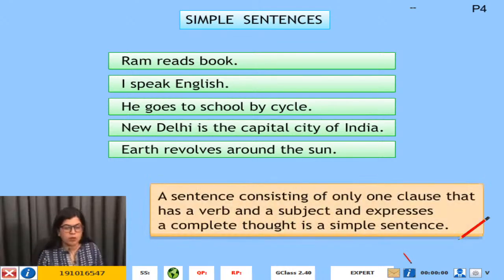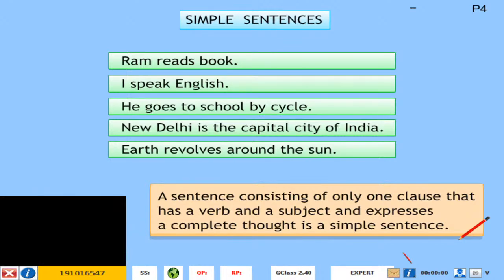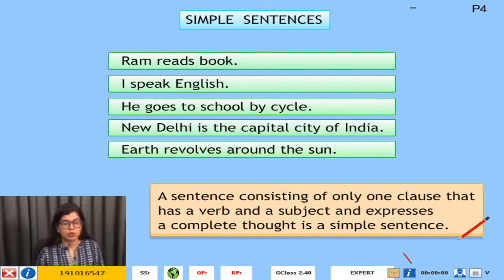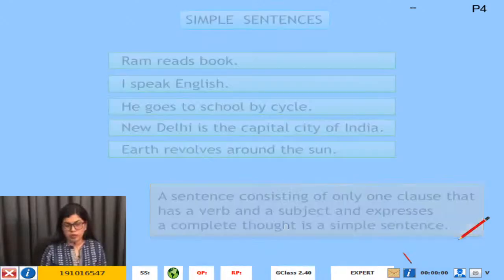So why simple sentences? Now let us see what simple sentence means. A sentence consisting of only one clause that has a verb and a subject and expresses a complete thought is a simple sentence. Okay. So what has been said here? A sentence consisting of only one clause. So all these sentences consist of only one clause that has a verb and a subject, and expresses a complete thought. Yes, and also that sentence has to express a complete thought. Then only it will be a simple sentence. Clear? Okay. So I hope all of you have understood what a simple sentence is.